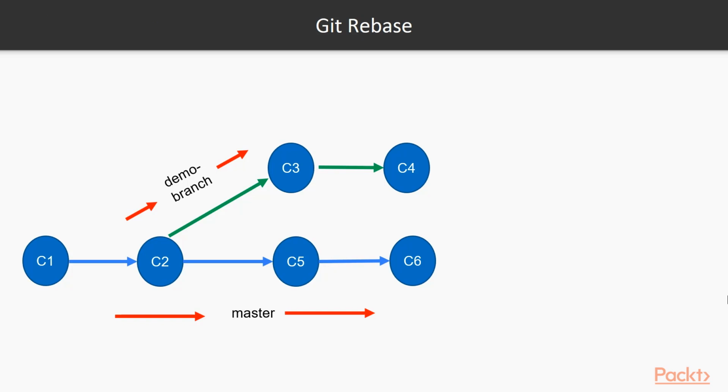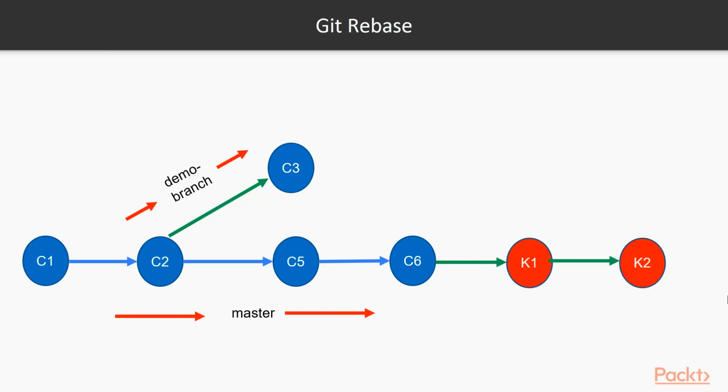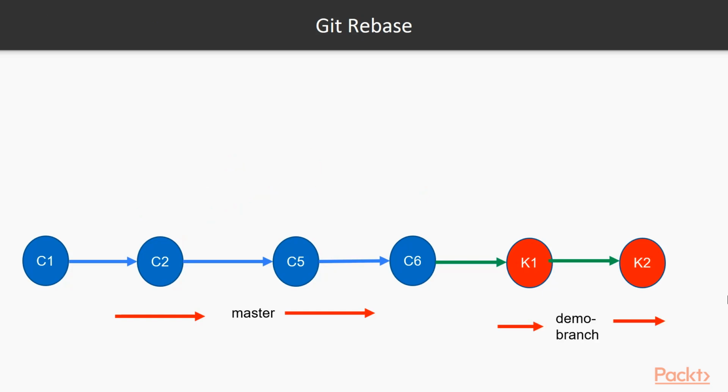After doing a rebase operation, the C3 and C4 commits will be removed and Git will create two entirely new commits. So here are the new commits K1 and K2, and C3 and C4 simply vanish away. And so here is our demo branch. Now this is not a merged state. We have not merged the demo branch with the master branch as yet, but we have simply rebased the demo branch onto the master. Now the visual depiction has been done, and let's get back to our bash terminal to execute the rebase operation.